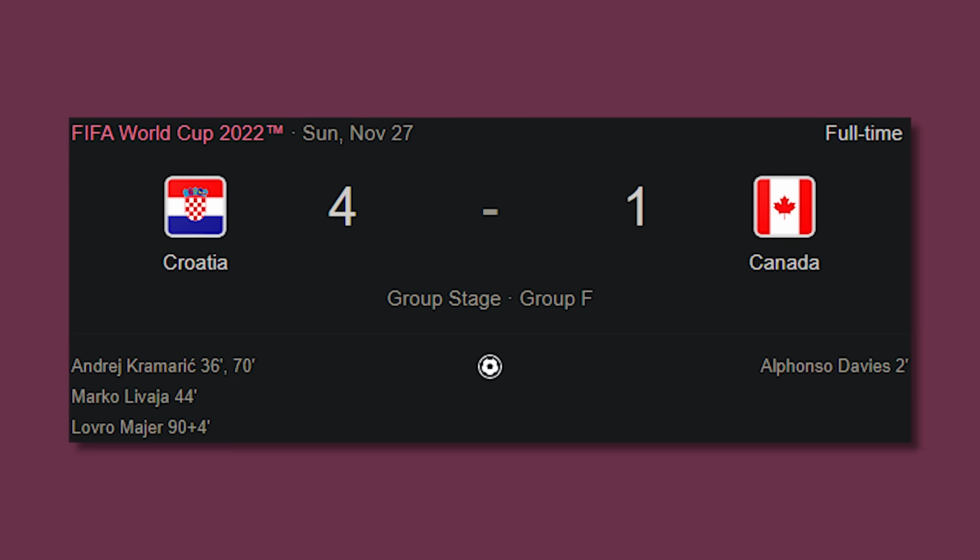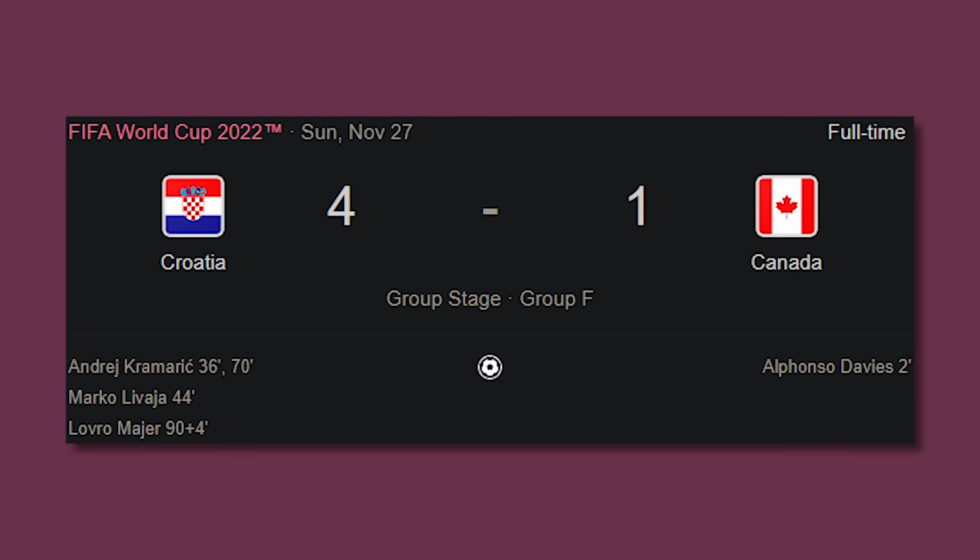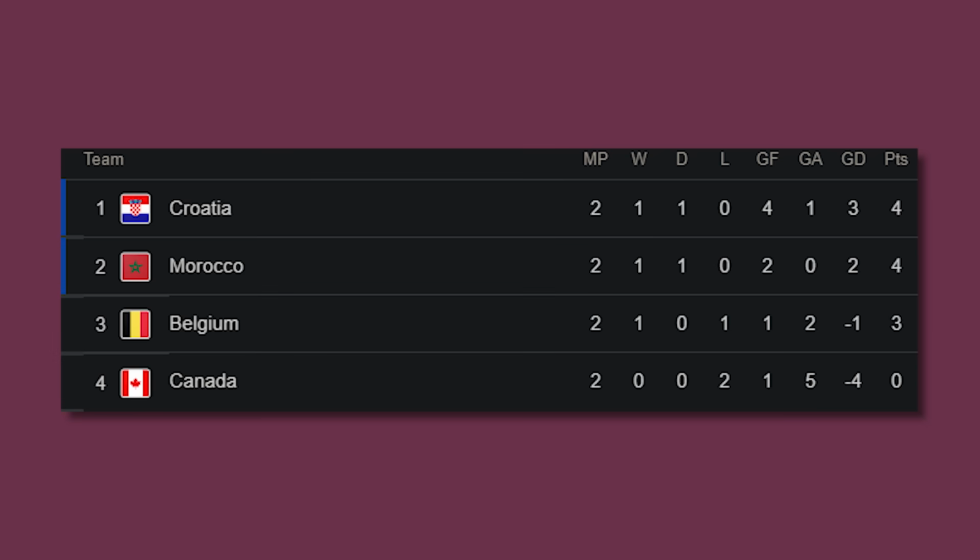But hold your maple syrup, Canadians, because it appears the team forgot the whole concept of defending. Croatia win convincingly 4-1 with Luka Modric not looking like he's aged one bit. And Canada are now the second team eliminated from the tournament. Group F is very tight with 1 match left.